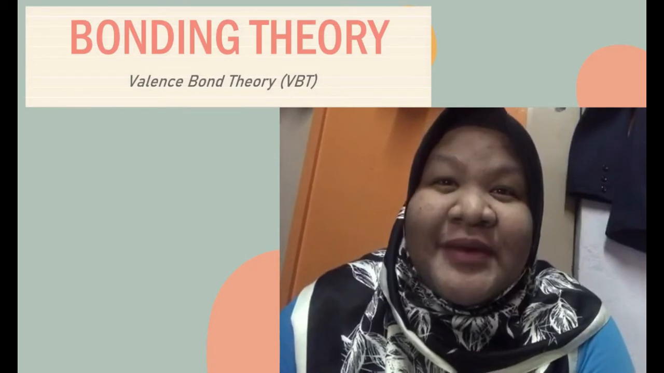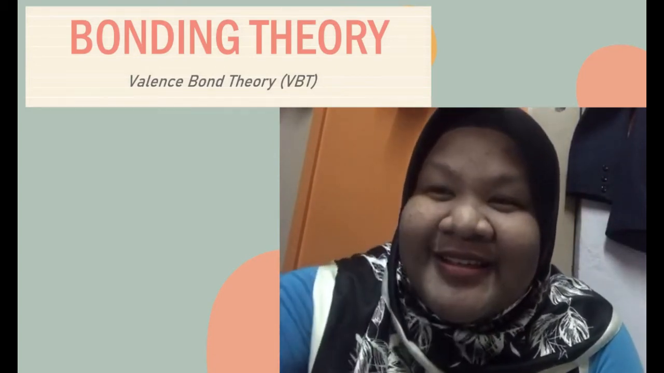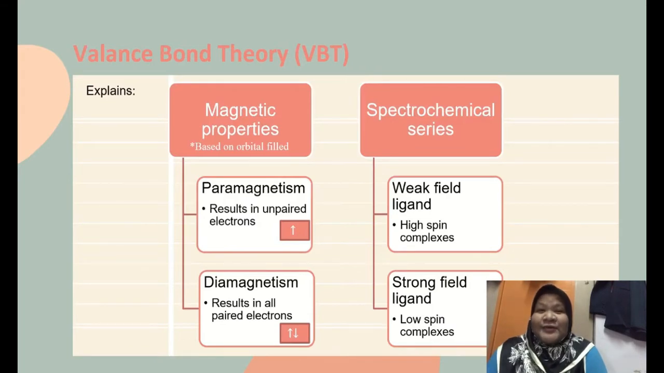So today I would like to show you the bonding theory based on valence bond theory. I will explain how to get magnetic properties and the spectrochemical series. For magnetic properties, if it is paramagnetic, the result of the orbital filling is unpaired electrons, and if all electrons are paired, it will be diamagnetic.